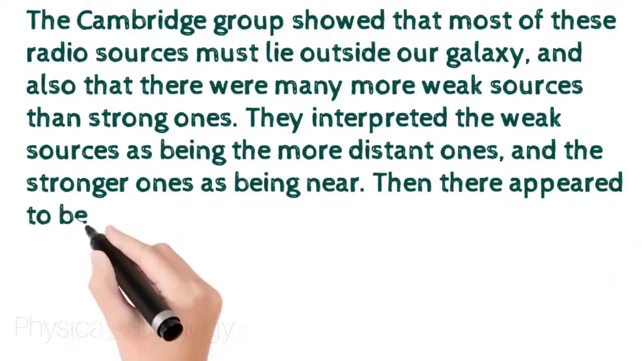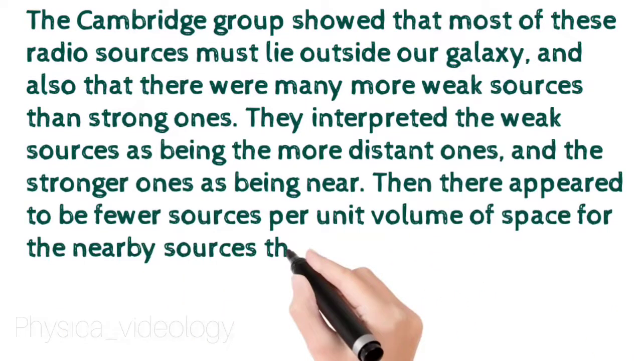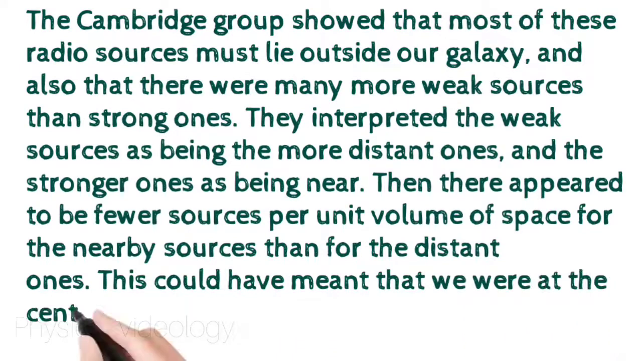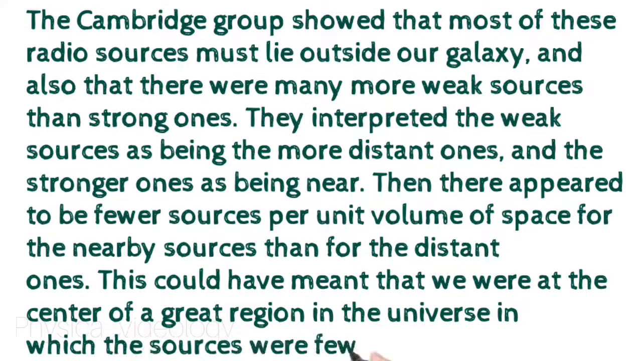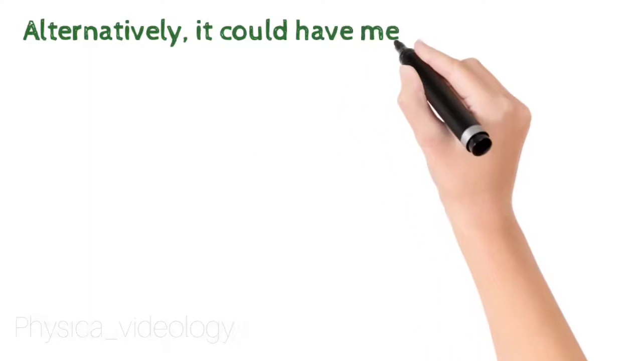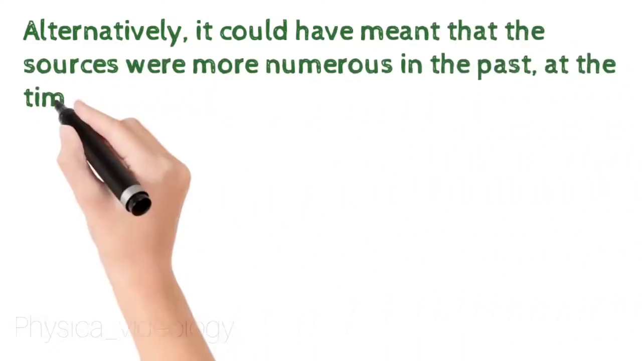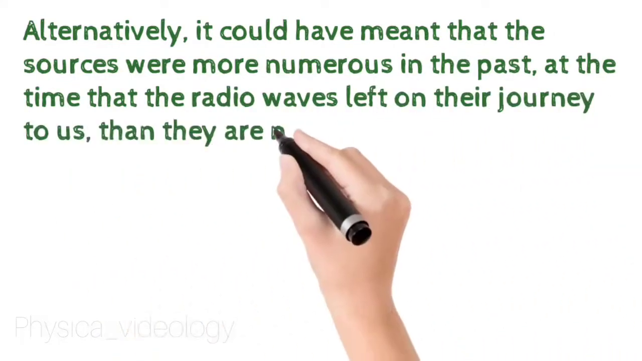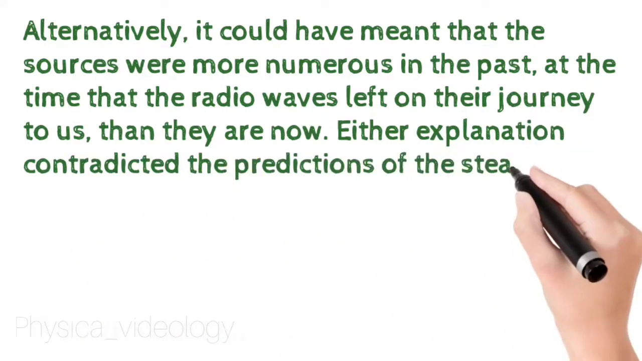Then there appeared to be fewer sources per unit volume of space for the nearby sources than for the distant ones. This could have meant that we were at the center of a great region in the universe in which the sources were fewer than elsewhere. Alternatively, it could have meant that the sources were more numerous in the past, at the time that the radio waves left on their journey to us, than they are now. Either explanation contradicted the predictions of the steady-state theory.